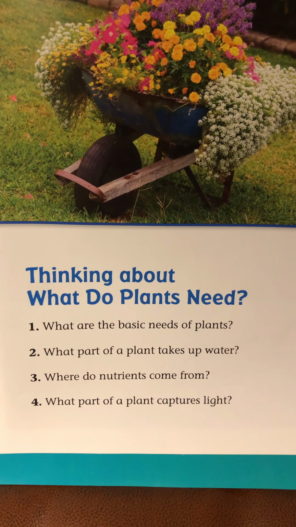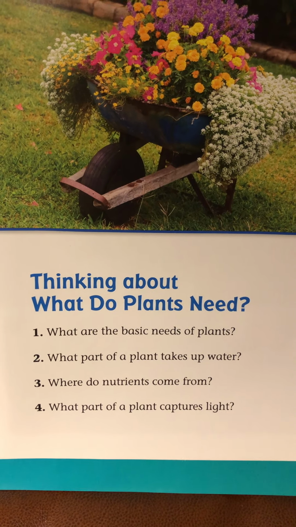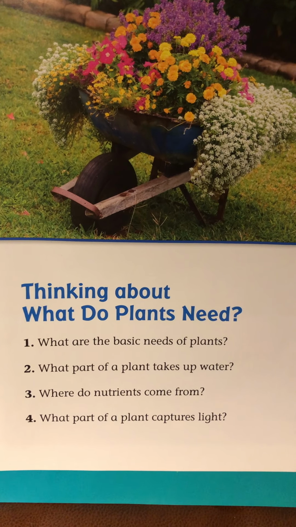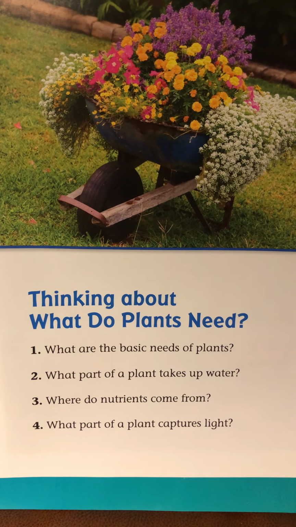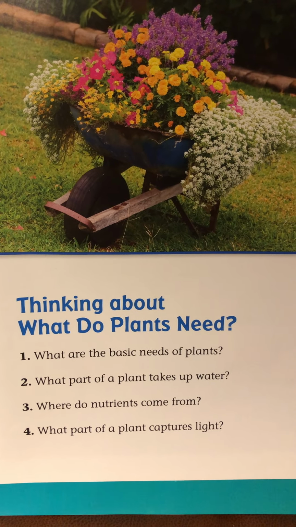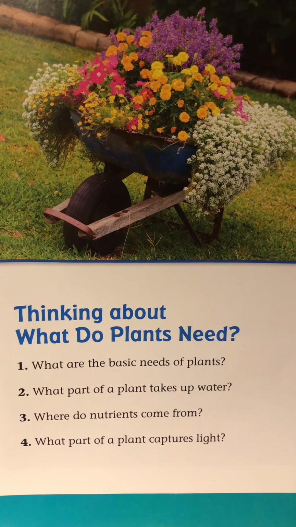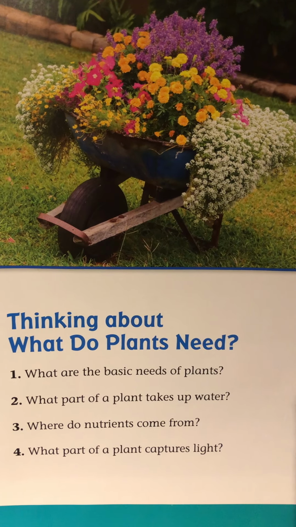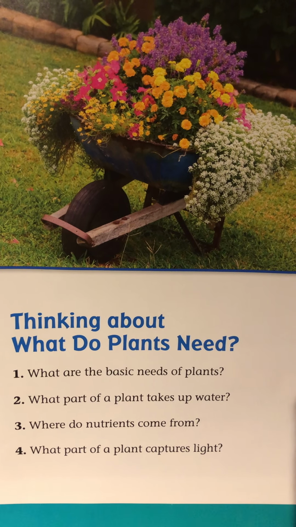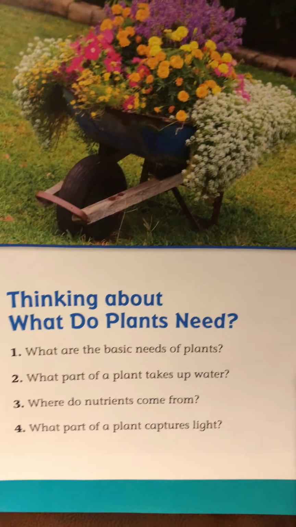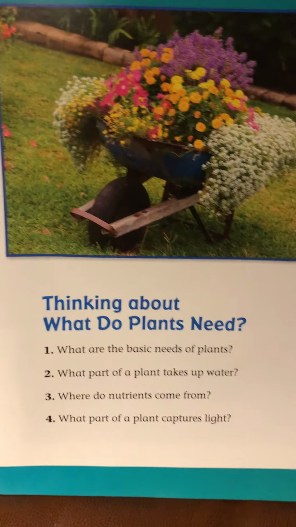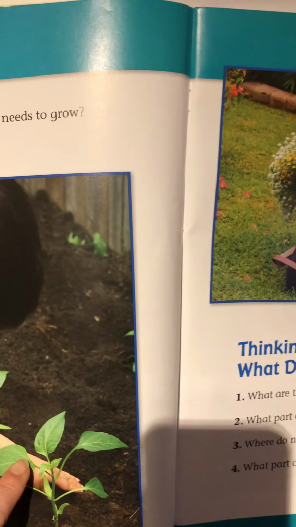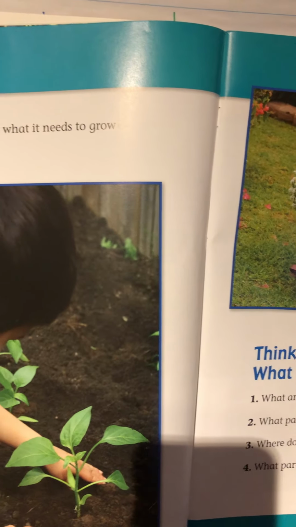Number 3, where do nutrients come from? Where did they say the nutrients were the food? Where did that come from? That came from the soil. And number 4, what part of a plant captures light? And remember what it said, the green leaves capture light, and they use it to make food.